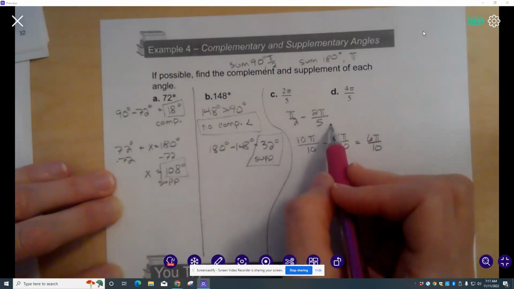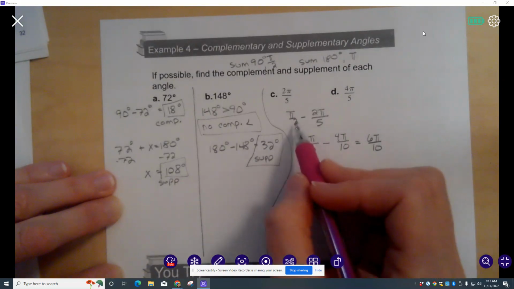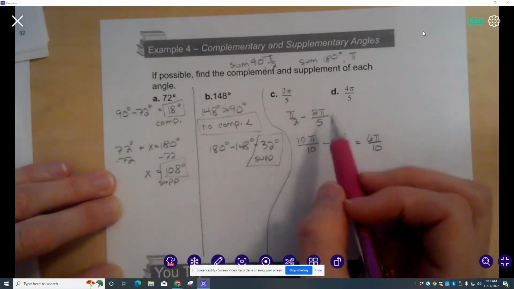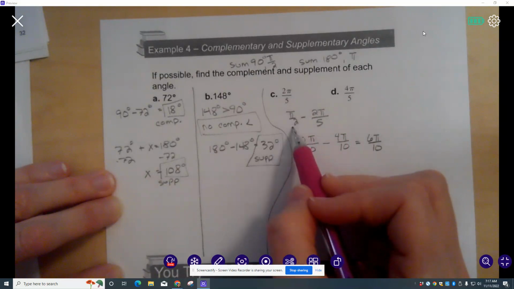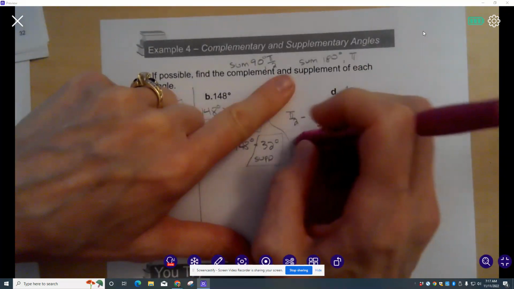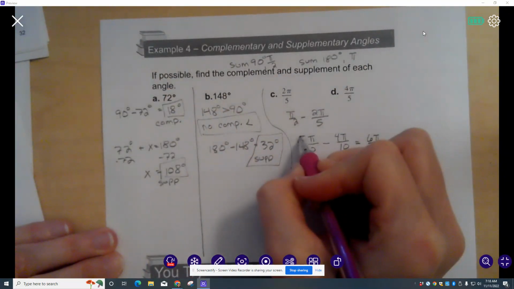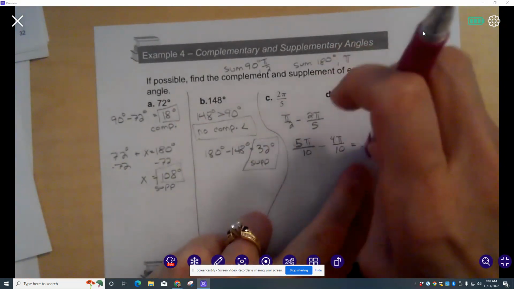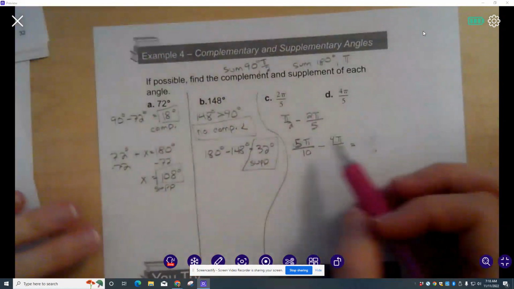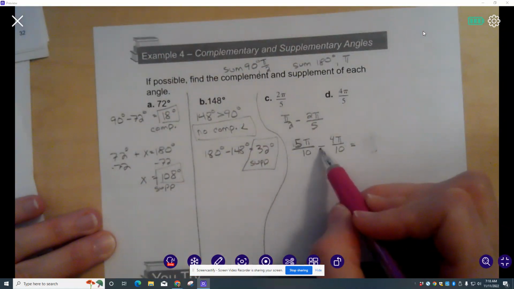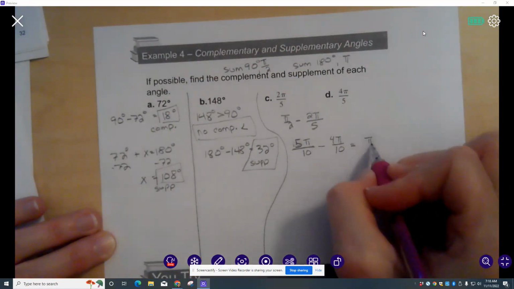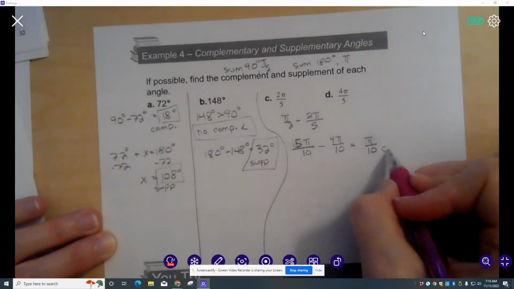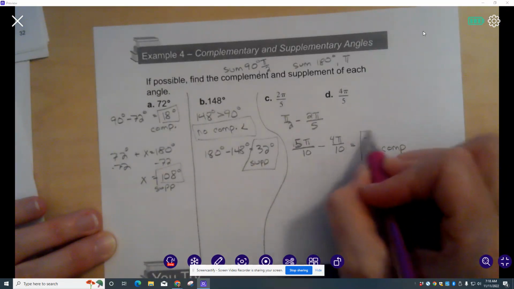Pi over 2 minus 2 pi over... did I do that right? 5. No, this should be a 5. I have a mistake there. Sorry about that. Fix that in your notes. Go back. Hopefully you already caught that when you were watching this video. 5 pi minus 4 pi would be pi over 10. So that's my complementary angle in radian measure.